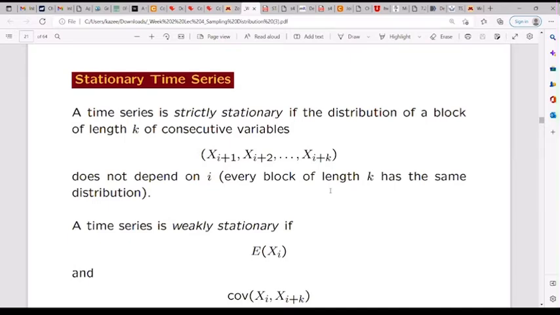By strictly stationary, we're trying to say that the distribution of a block of length k of consecutive variables does not depend on i. Don't forget, the i is the time that we talk about.